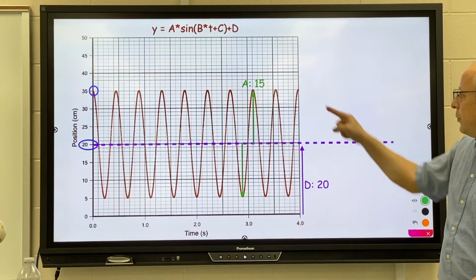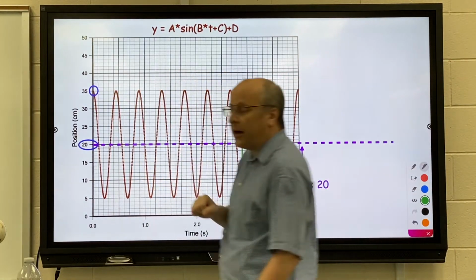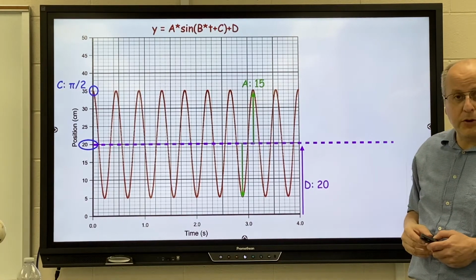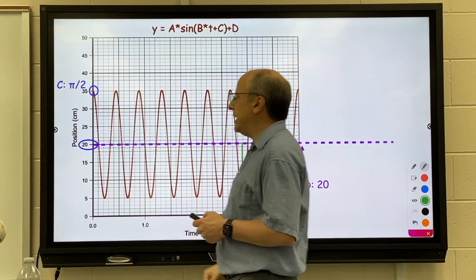Next, you look at where you started. In this case, we started at our most extreme value. That corresponds to a phase shift of pi over 2. So we got D, we got A, now we got C.